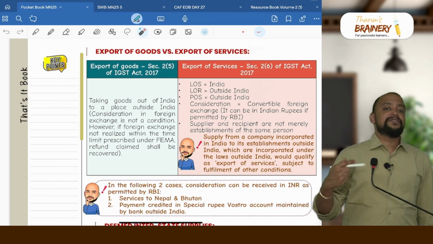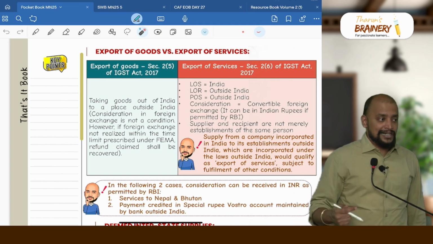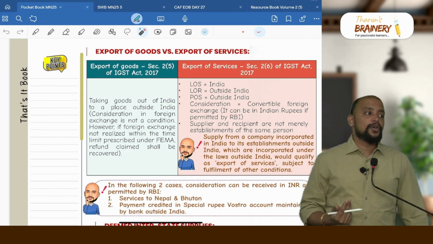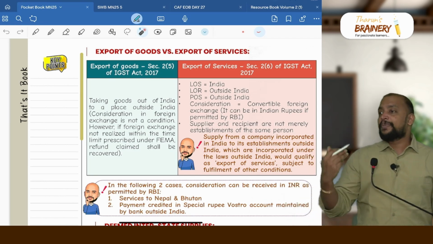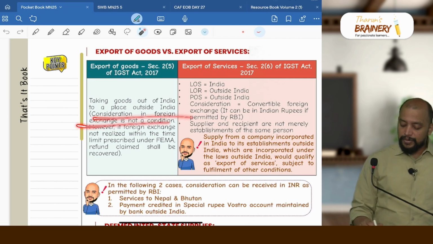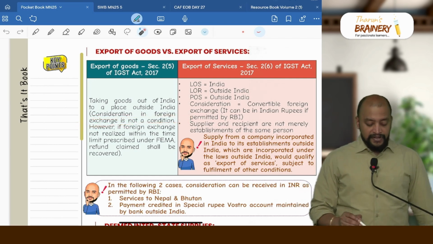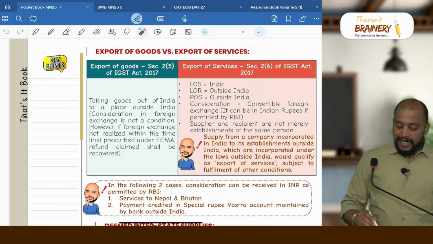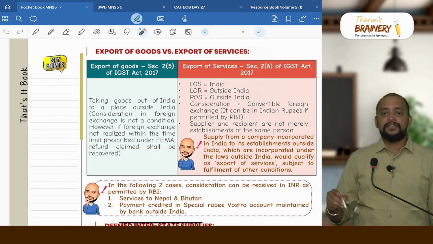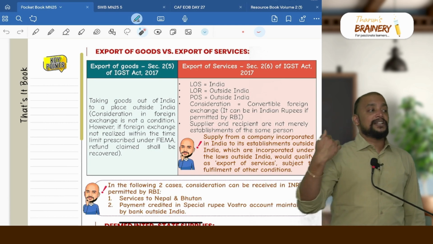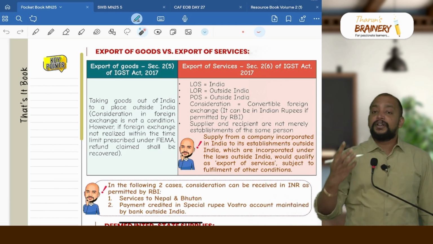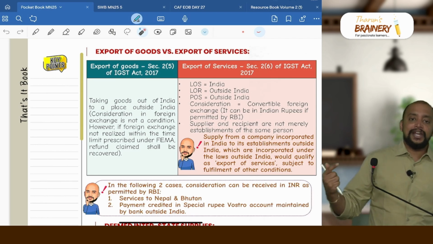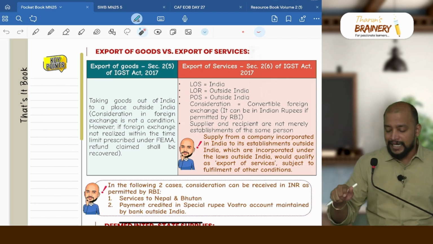Then whatever refund we have already claimed will be recovered along with interest, and if you voluntarily pay within 30 days, you will pay only that. If you are not voluntarily paying, they will recover along with penalty. So consideration in convertible foreign exchange is not a condition. However, if the foreign exchange is not realized within the FEMA time limit of 9 months and a refund has been claimed, the refund shall be recovered. So you need to voluntarily pay after the expiry of the time limit within 30 days along with the interest, and if not, they will initiate recovery, and now they will recover even the penalty also.